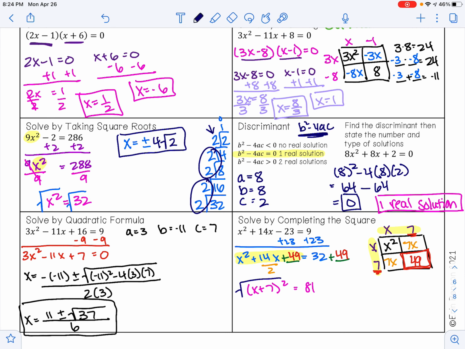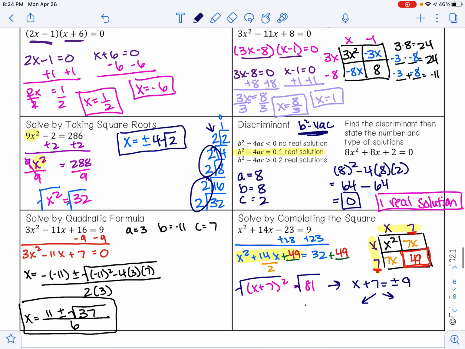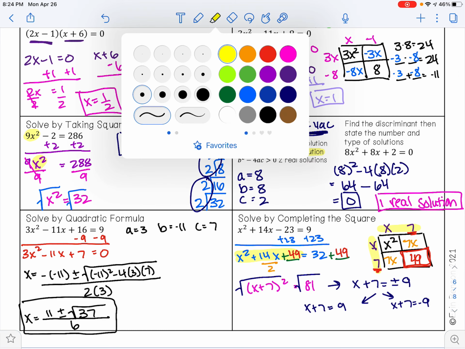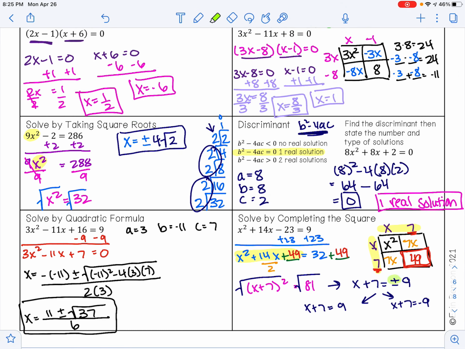To undo a square, I'm going to take the square root. And so I'm going to write this over here. So I'm going to have x plus 7 is equal to plus or minus 9. From here, I have two equations that I can solve. X plus 7 equals positive 9, and x plus 7 equals negative 9. I have one equation for the plus sign, so that's this equation over here. And I have another equation for the minus sign.